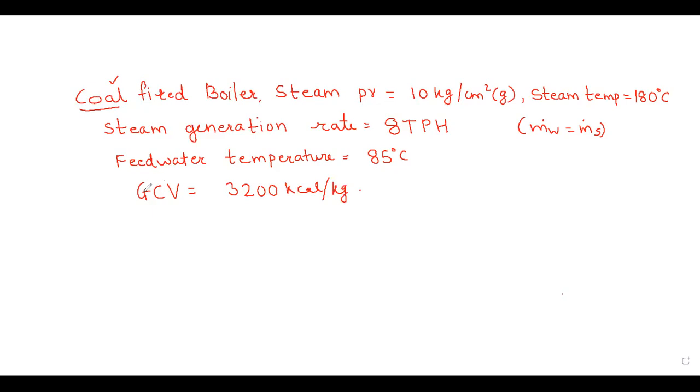Now you are required to find the boiler efficiency. This is the given data, and you are required to find the boiler efficiency by the direct method. So how do we do this? We have seen that boiler efficiency by the direct method is the output of the boiler in terms of energy to the input of the boiler in terms of energy. And what is the output of the boiler in terms of energy?